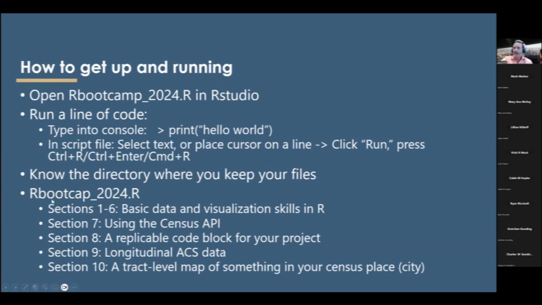New since last time we've done this, I've added a little bit of a code block to get longitudinal ACS data, if you want the full series from 2005 or 2009, when ACS 1 and 5 years started respectively, until now. And then a new little section here at the end on doing a tract level map of something in your census place or in your city.